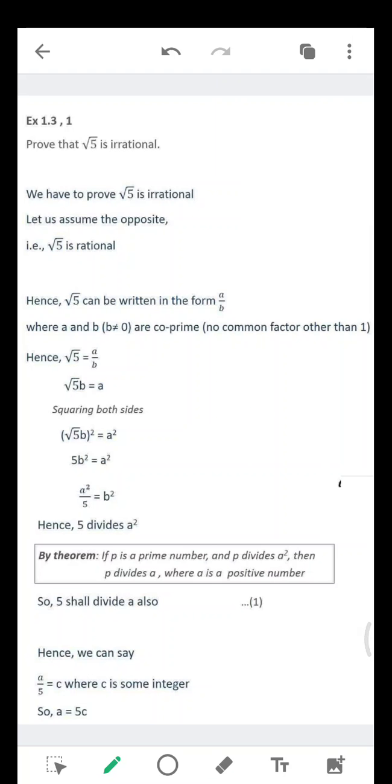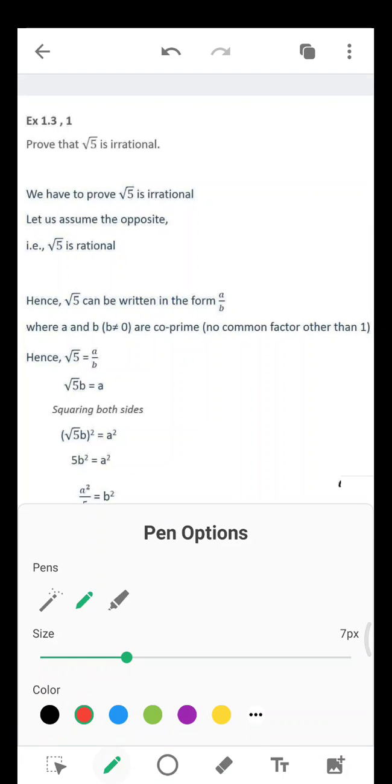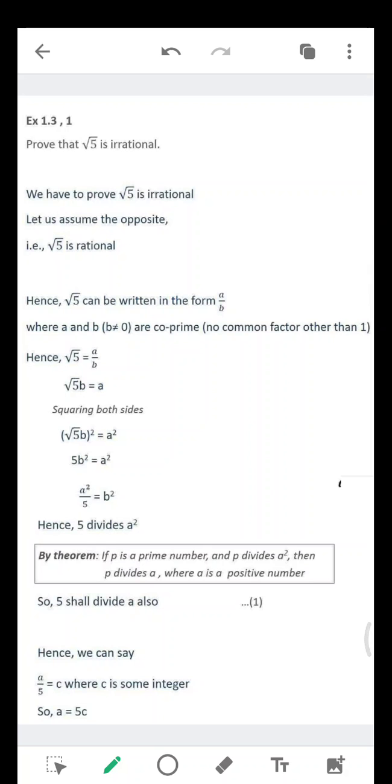So here we are with a question now. In this question we have to prove that root 5 is irrational, so I'll assume the opposite, that is, root 5 is rational. Keep in mind the co-primes and also the theorem. We are going to use that here. So we'll suppose that root 5 is rational.